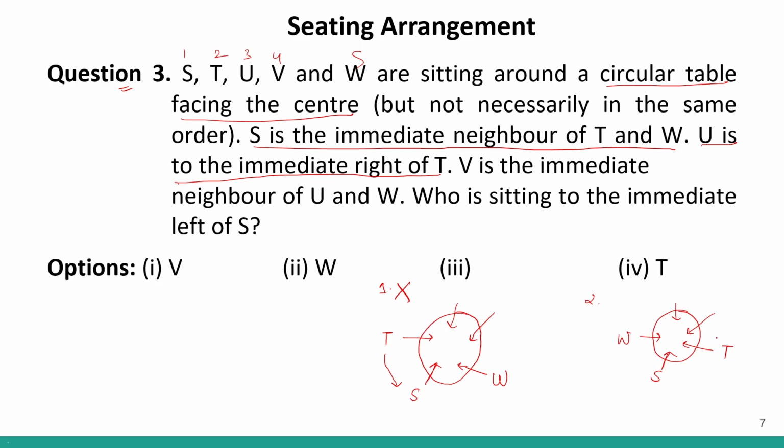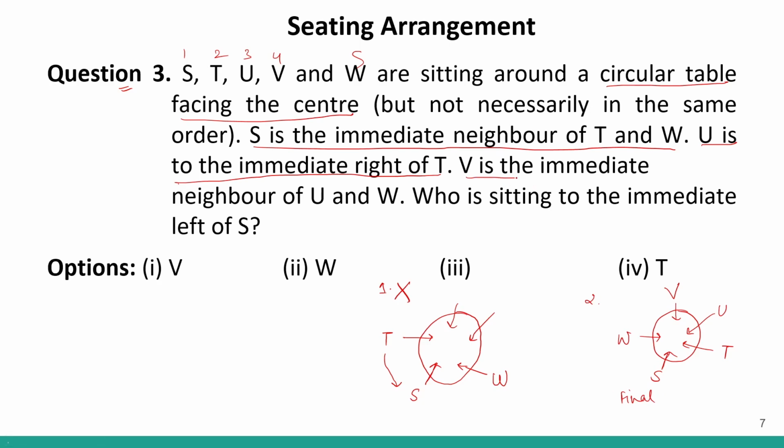Coming back to possibility number 2. U is to the immediate right. So immediate right of T will be this position, and here we will have U. So U will be over here. The only person remaining is V. So V will be placed over here. This is U and this is V. So this will be my final arrangement. Okay.